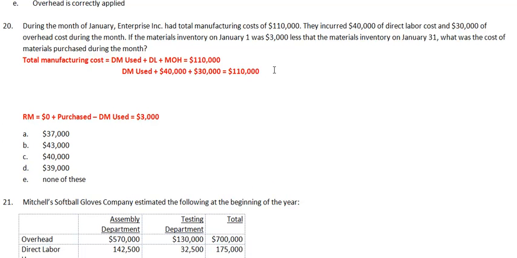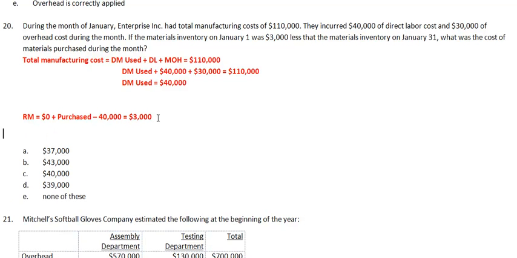We know that the labor and the overhead was 40 and 30 respectively, so that gives you 70. So if it totaled 110, then that means that the direct materials used had to have been 40,000. Okay, so direct materials used had to be 40 because used plus labor plus overhead equaled 110. So now I can fill in the direct materials used. Now I know direct materials used is 40. And so that means I must have purchased $43,000 worth of product. So your answer on 20 is 43,000.